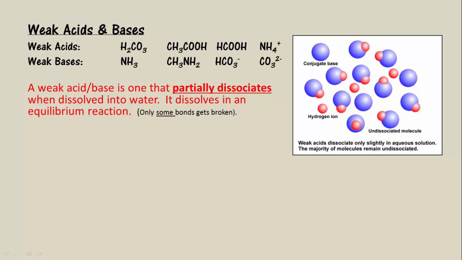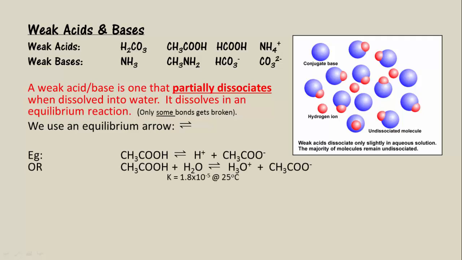A weak base or acid is one that partly dissociates when dissolved into water. It dissolves in an equilibrium reaction. This means that only some of the molecules dissociate and most of them do not. The key with these species is that they react in equilibrium reactions. So we use an equilibrium arrow when we draw the dissociation reaction.